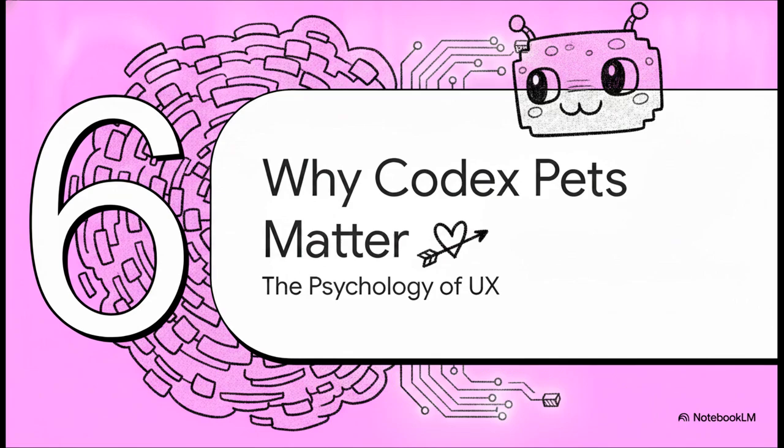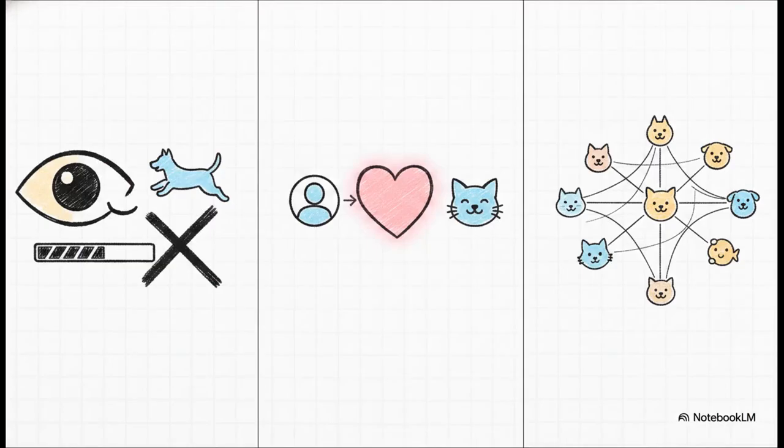Let's talk about the psychology of UX. You might be wondering, why did a serious software company build a digital toy? Well, the UX psychology here is absolutely brilliant. First off, it offers status communication without interruption. Ambient awareness completely replaces progress bars. Just a quick glance at your jumping pet tells you if Codex is working. It completely changes how you interact with the IDE.